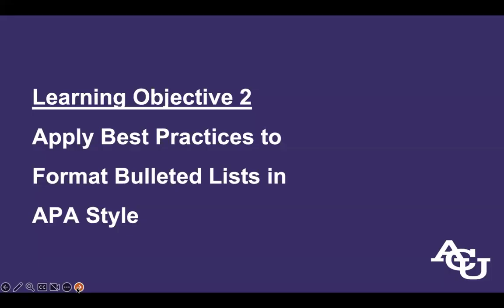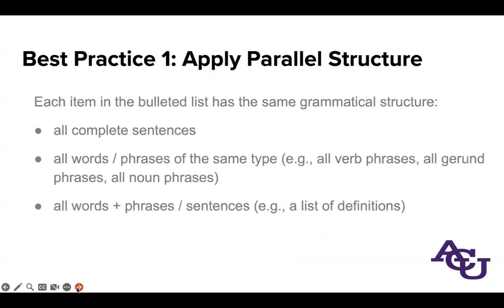With that in mind, our next learning objective is to look at these options as we consider best practices to format bulleted lists in APA style. So our best practice one is to apply parallel structure. We're going to talk in detail about parallel structure, even though we mentioned it a little while ago, because given all the options we have for formatting a bulleted list, we just want to make sure we understand what each option actually means or what it would look like.